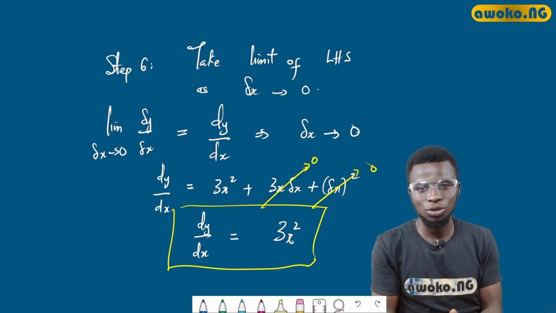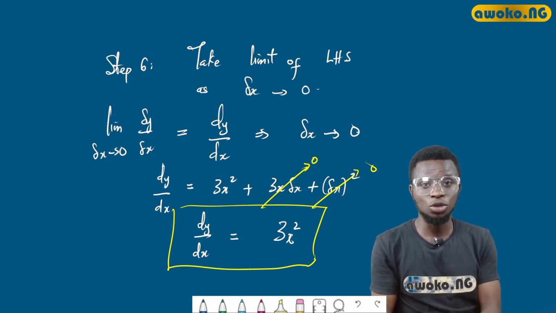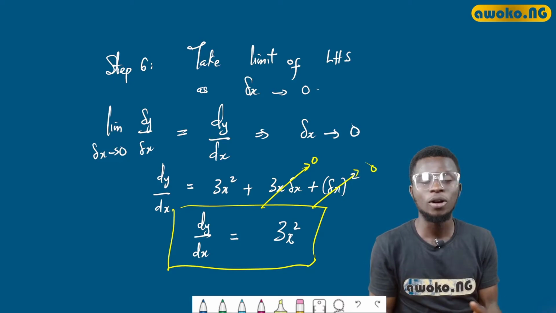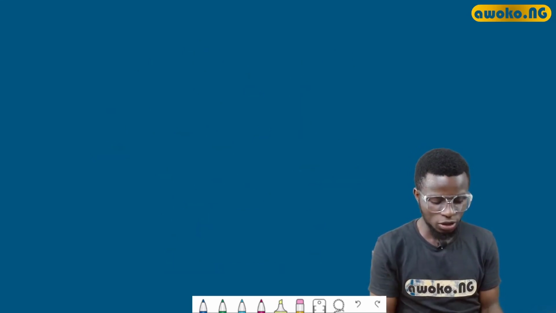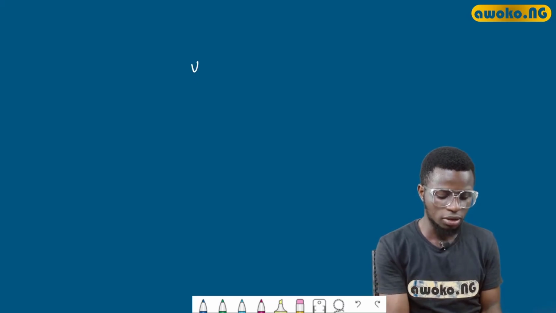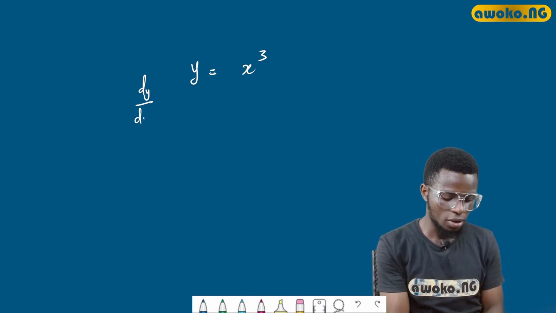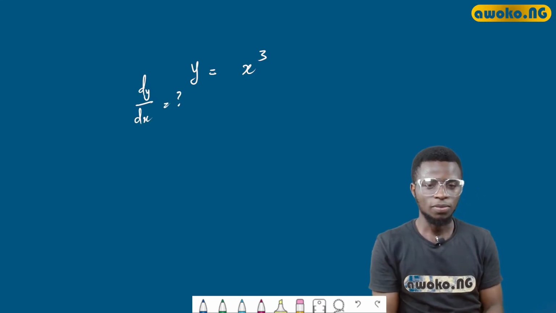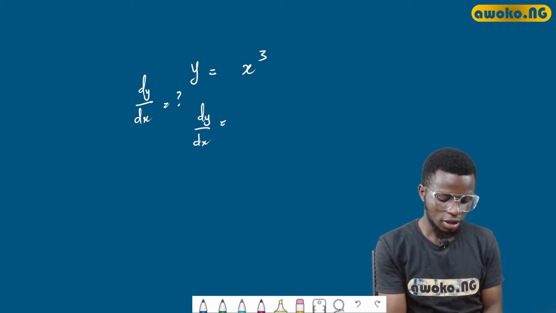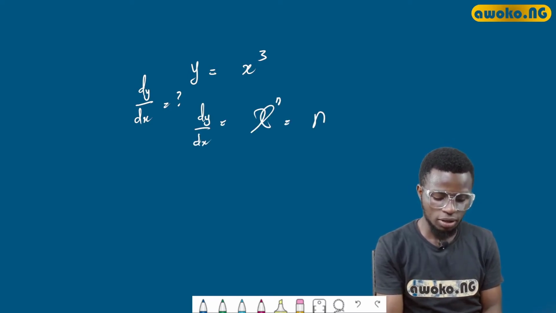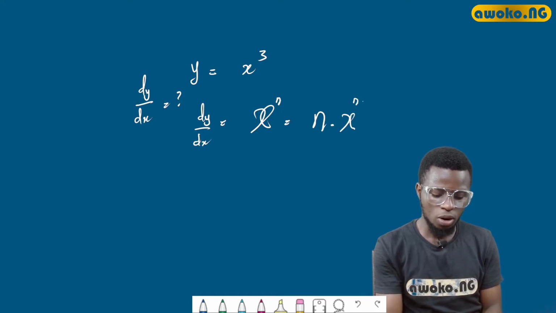Now, I told you previously that whichever method you use, be it first principle or the formula method, you just must get the same answer. So let us check using the formula method to know if we got the same answer. Now, how do we do that? Remember, the function still remains y equals x raised to the power of 3. And we're asked to find dy over dx. Now, I said from the formula method that dy dx for x raised to the power of n will give us n times x raised to the power of n minus 1.